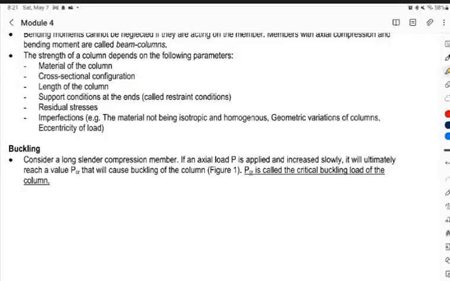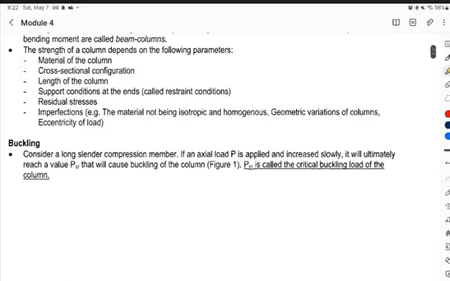No? And of course, the length of the column also nakaka-epekto ng malaki doon sa strength ng ating member. And the support conditions: are we going to fix it all throughout its member span, or pwedeng half fixed and then half pinned, or free to translate and then fix, mga ganyan, no? We have factors to consider for those support conditions, or what we call the restraint conditions.